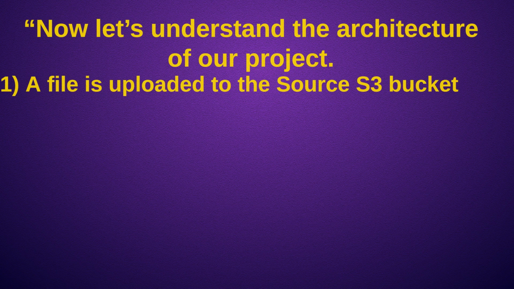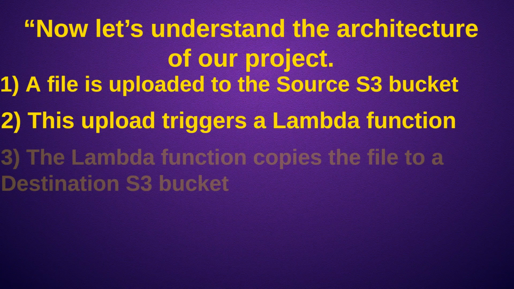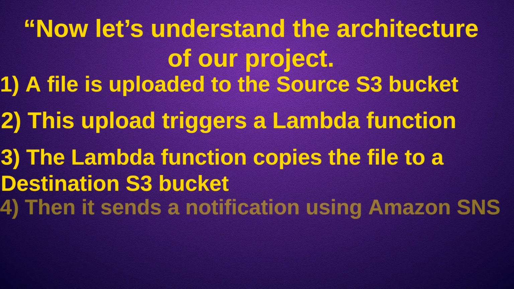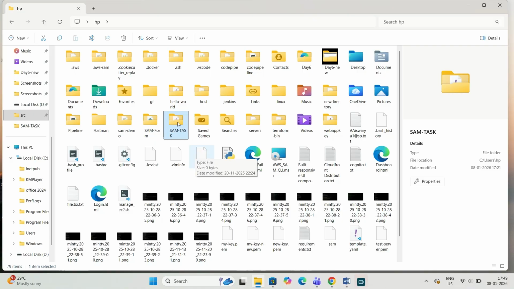Now let's understand the architecture of our project. Here's how the flow works. A file is uploaded to the source S3 bucket. This upload triggers a Lambda function. The Lambda function copies the file to a destination S3 bucket. Then it sends a notification using Amazon SNS. SNS delivers an email notification to the subscribed email address. All these resources will be created using SAM deploy without manually creating them in the AWS console.